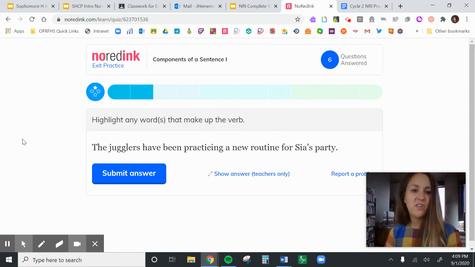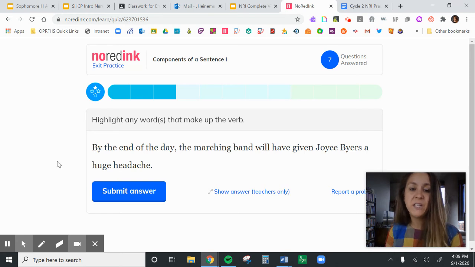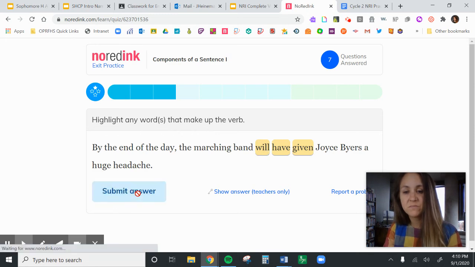Okay, for this one, the jugglers have been practicing a new routine for Sia's party. So I'm looking for the action, which is practice, but I'm not going to forget the words that come before it. So in this case, the jugglers have been practicing. So the whole thing, not just the action. By the end of the day, the marching band will have given Joyce Spires a huge headache. So I'm looking for the action, given, but I'm not going to forget the words that go with it.